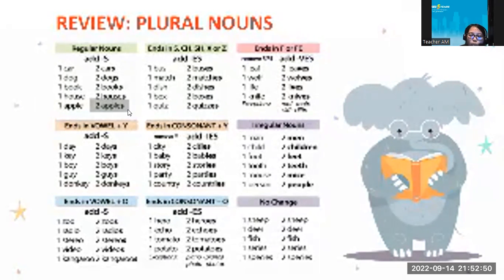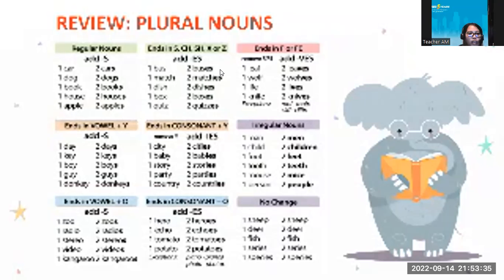How about if there are two? It would become... One apple, that is two apples. You say apples. Okay, how about if the noun ends with S, CH, SH, X, or Z? We simply add ES. Example, bus. It ends with S. We simply add ES. Two buses.